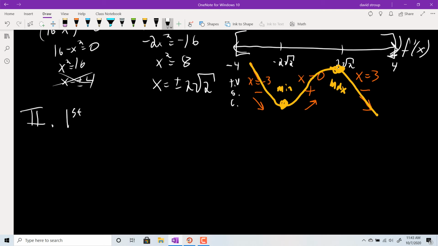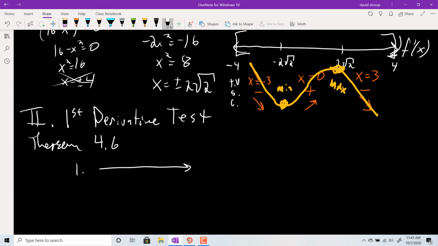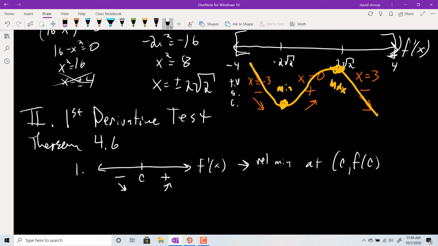Okay, so the first derivative test, and it's theorem 4.6. I'm just going to draw it in pictures. Okay, so if you're doing your graphical analysis on f prime, just like we did above, and you have a critical number here, and you have a negative and then a positive, in other words, it's decreasing, then increasing, you're going to have a min at C. So relative min at C, f of C.